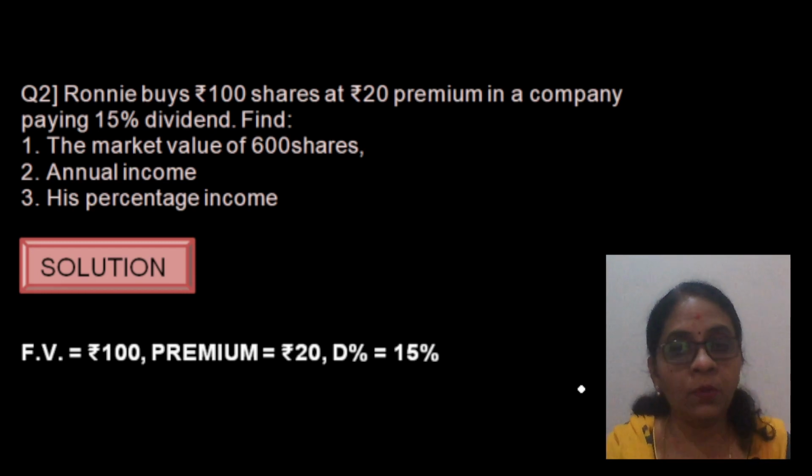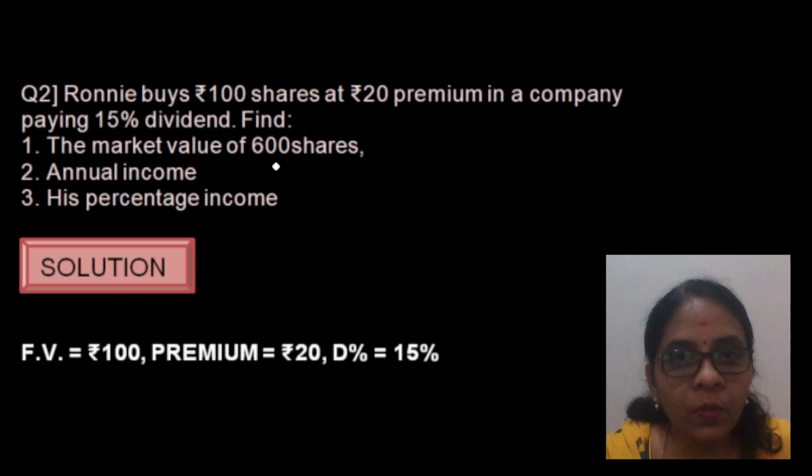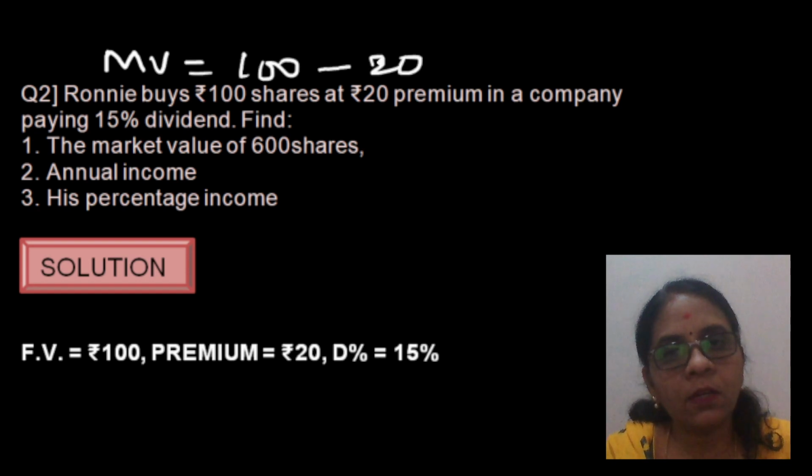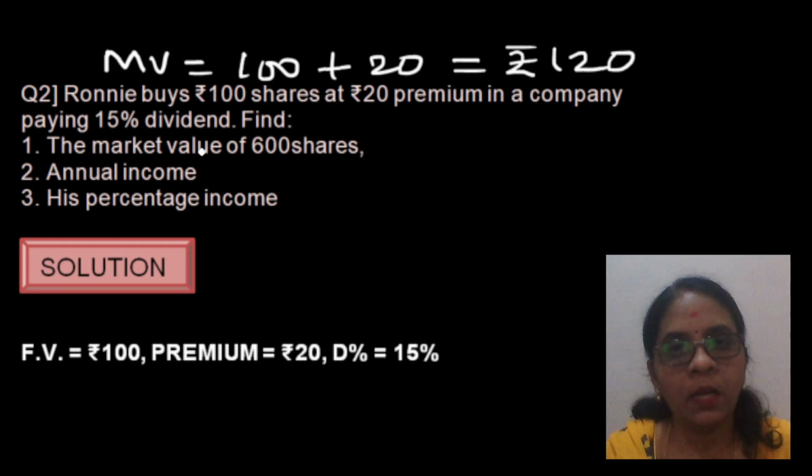So, let us start doing this. First of all, to know the market value of 600 shares, we should know the market value. What will be the market value, children? Market value is 100 plus 20, which is equal to rupees 120. I am just doing it here because it is pretty simple.